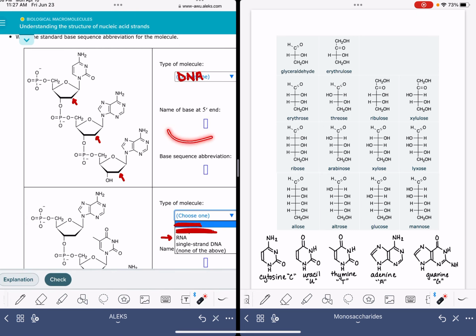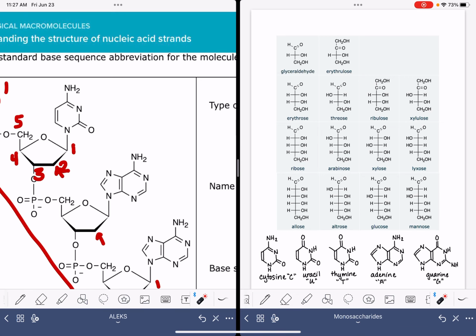Then it wants you to write the name of the base at the 5' end. This is the 5' end of the molecule, and going in this direction, this is the 3' end. This comes from the numbering system of the carbons in the 5-membered ring. 5', 1, 2, 3' right there. And so it wants us to give the name of the base, that's this part of the molecule right here, the name of the nitrogenous base at the 5' end.